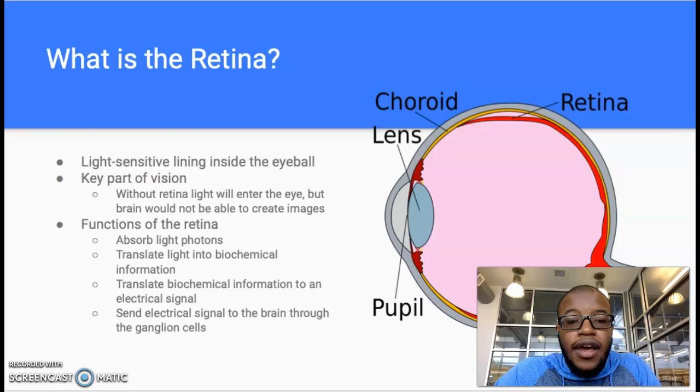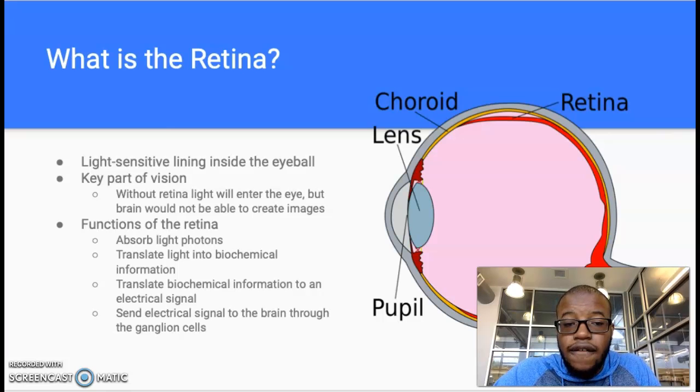So the first slide is going to concern what is a retina. The retina is a light-sensitive lining inside the eyeball. It's a key part of the vision. Without the retina, light will enter the eye, but the brain won't understand what image it's creating, so it comes out blurry.